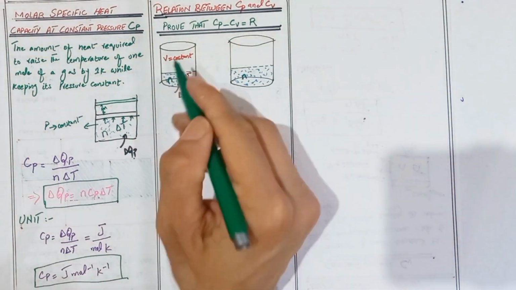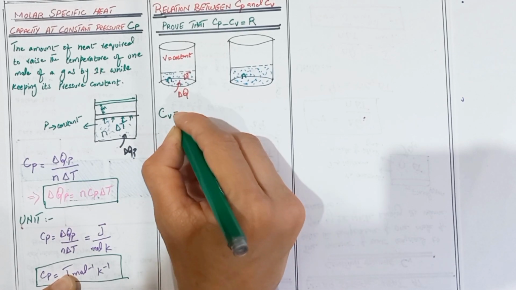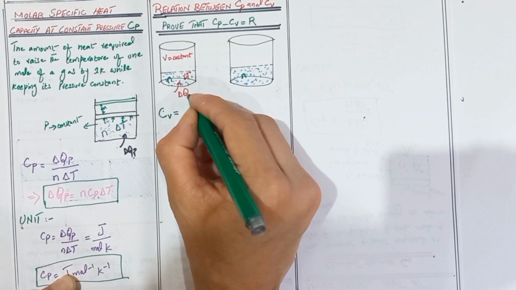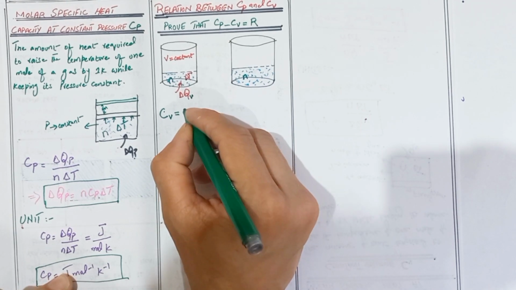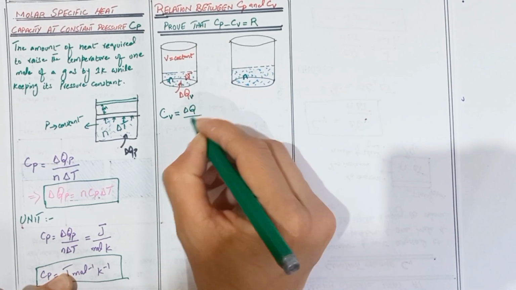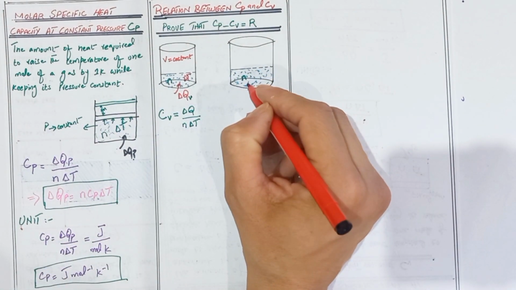So if we keep the volume constant, we can calculate its molar specific heat at constant volume, that is represented by Cv. Here we apply the heat that is represented by delta QV because we keep the volume constant. So the formula of molar specific heat becomes delta Q, the amount of heat given to n moles of an ideal gas to raise its temperature by delta T.